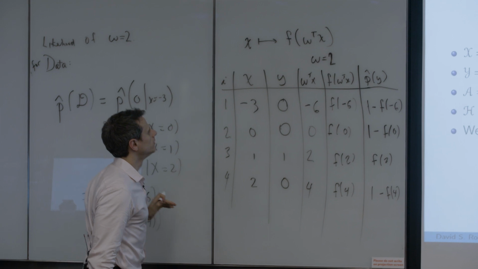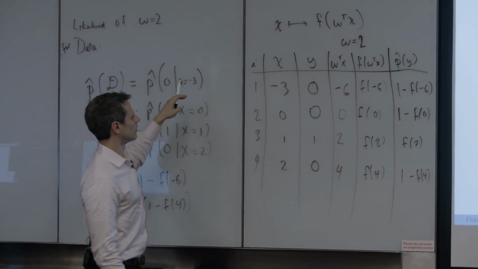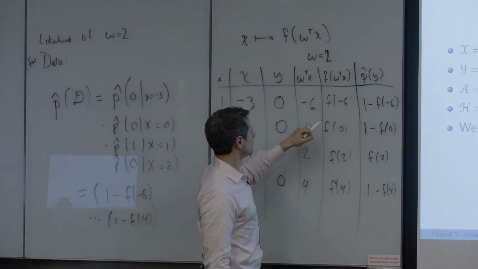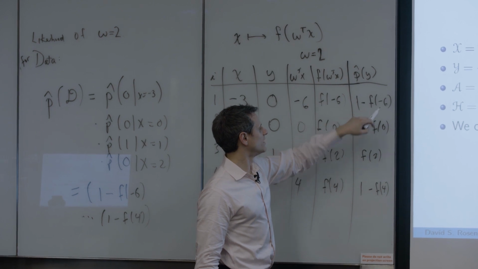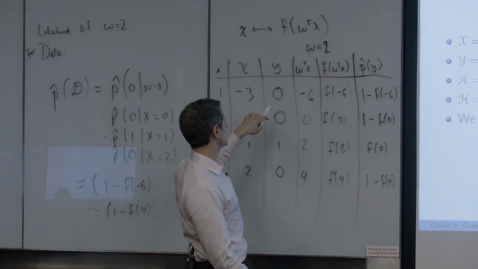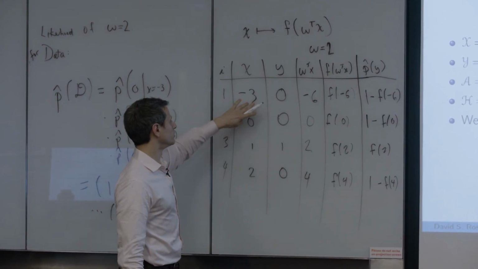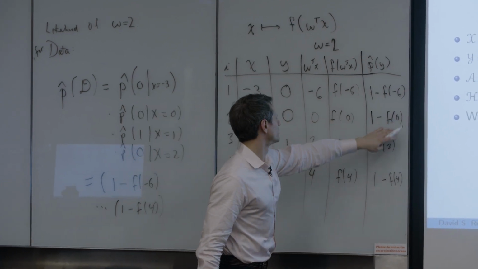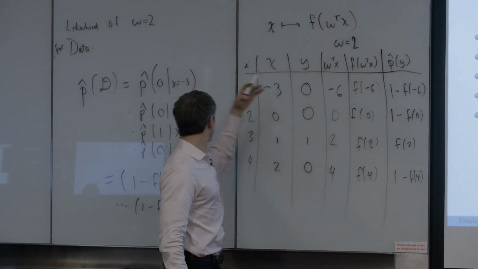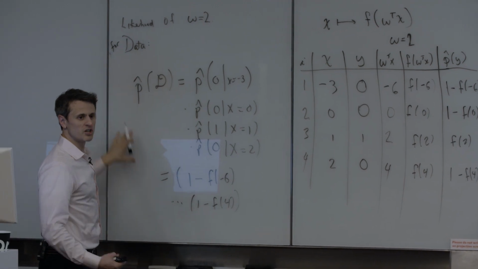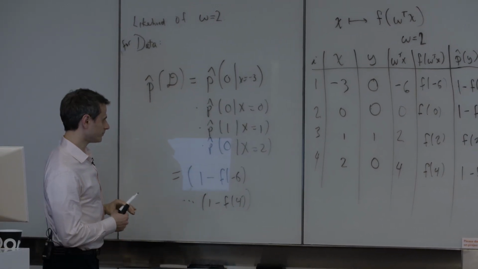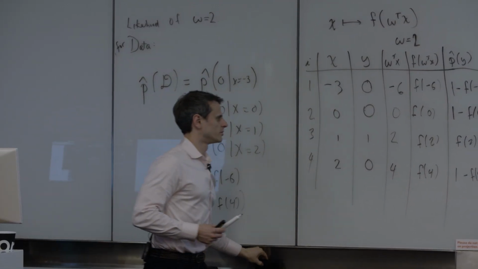If we go back through and write this out for a generic w, that's easy. This f of negative 6 reverts to being w times negative 3. This is w times 0, w times 1. So we can write this likelihood in a very generic form in terms of w.